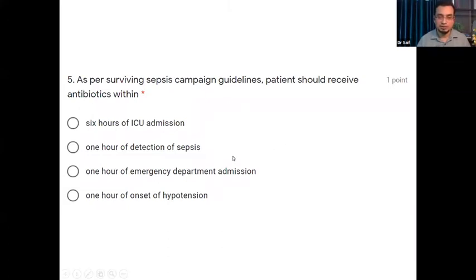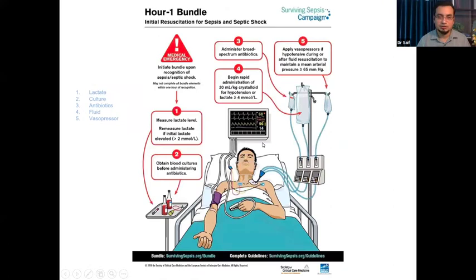So remember, it is 1 hour definitely, but whether it should be detection of sepsis or emergency department admission or onset of hypotension, these last three options, any option may be correct. So this slide is the answer. So same 1 hour bundle, but it is very sequentially given, and a good pictorial diagram I have taken from the Society of Critical Care Medicine, sccm.org website.